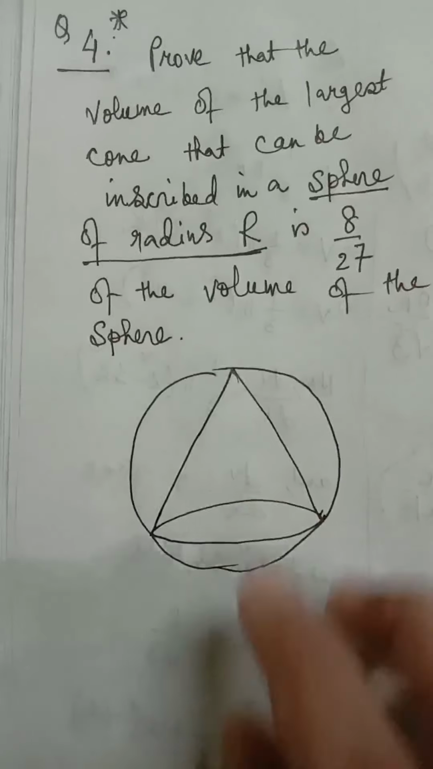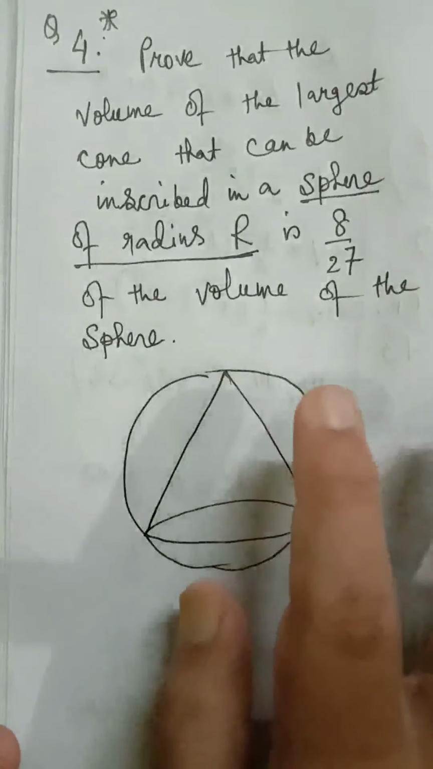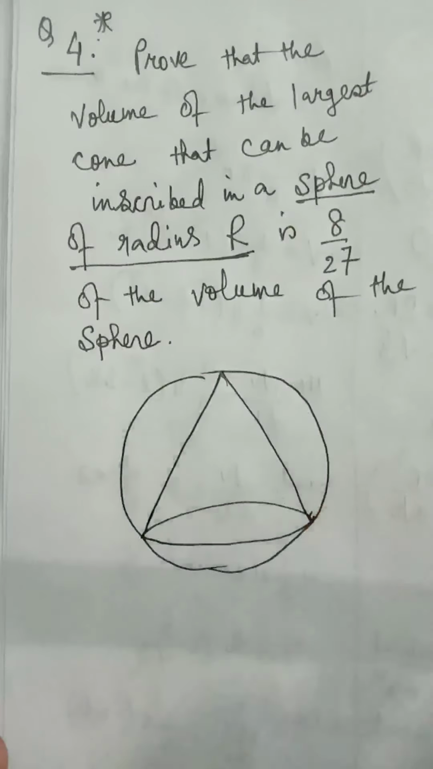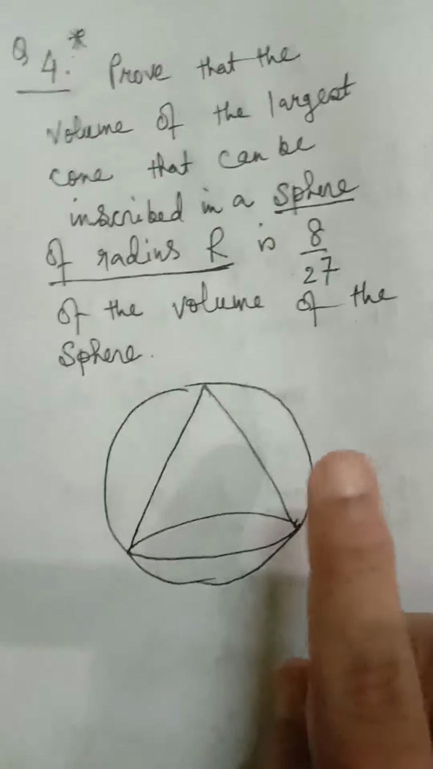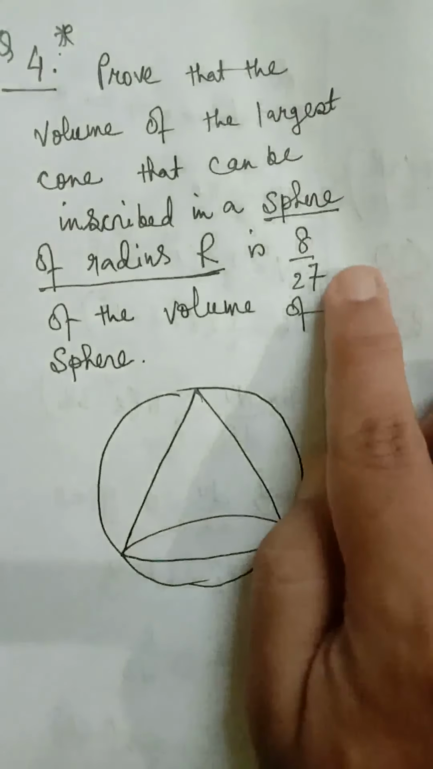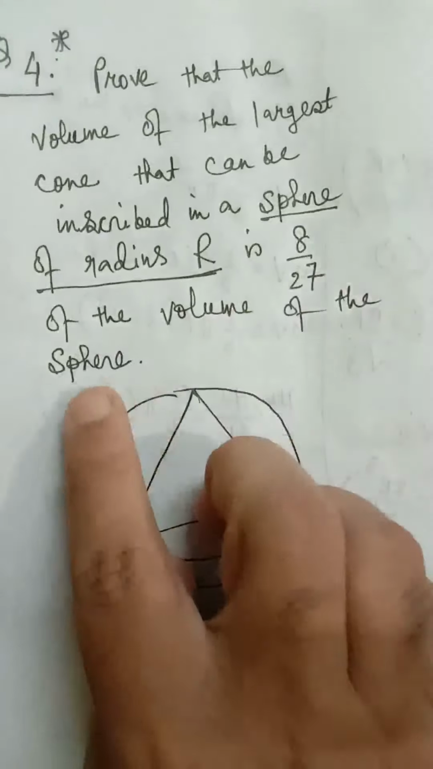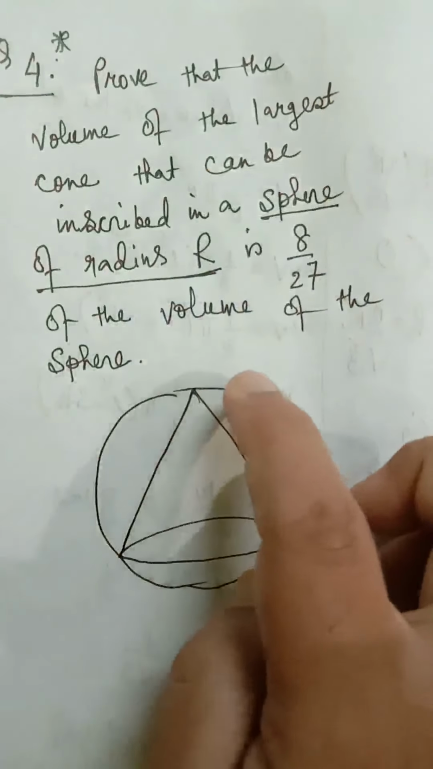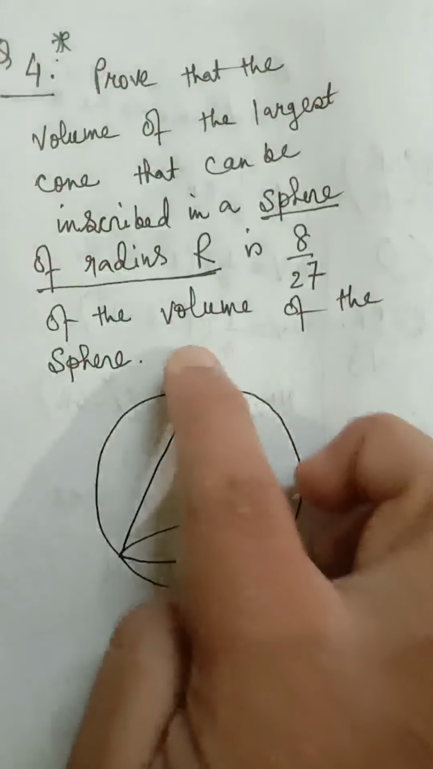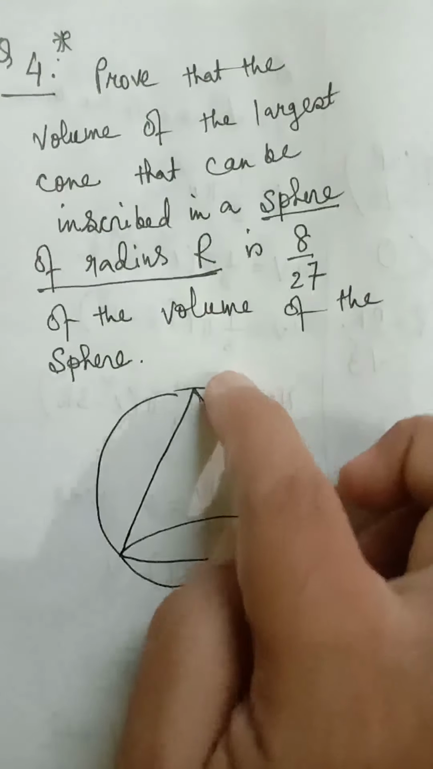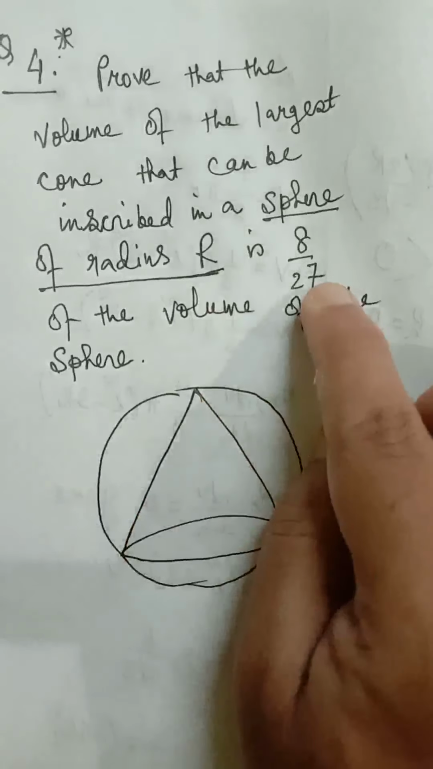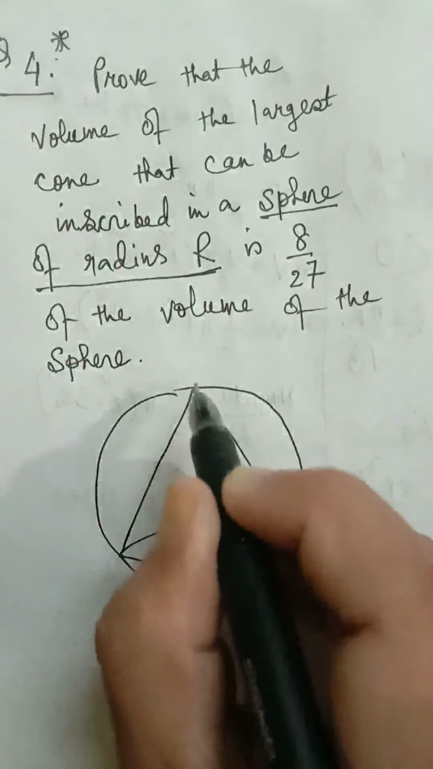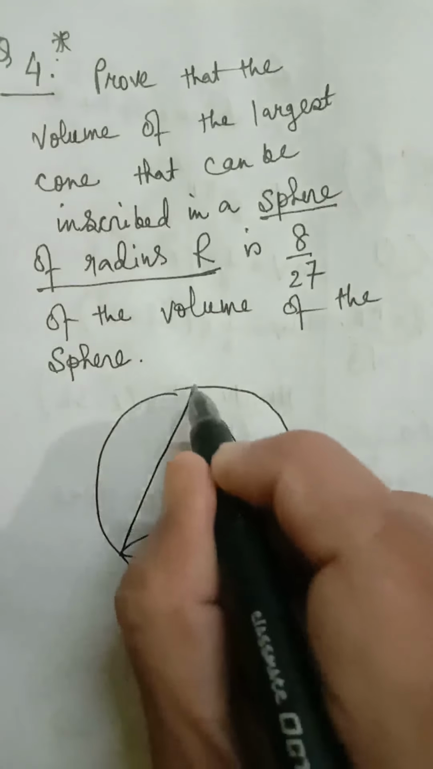So if inside a given sphere we draw different cones, then the largest cone will be of volume 8 by 27 of the volume of the sphere. The largest cone which can be inscribed in a sphere will be of volume 8 by 27 of the volume of the sphere. So suppose this is a cone inside the given sphere.